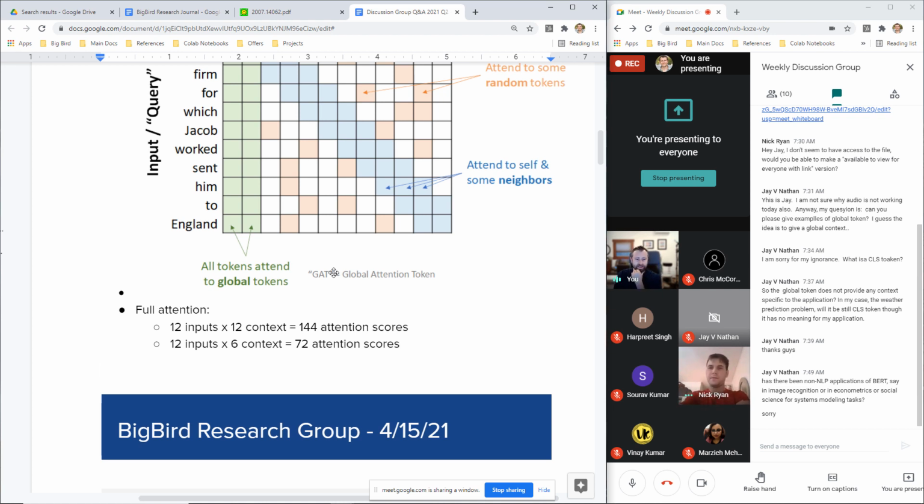Have there been non-NLP applications of BERT, like in image recognition or econometrics or social science, for systems modeling tasks? Systems modeling, interesting, that is a space I know nothing about. We did talk a little bit last week about how you can try applying the transformer architecture to any problem which is a sequence in nature. Genomics is kind of the cool example that's in the BigBird paper.